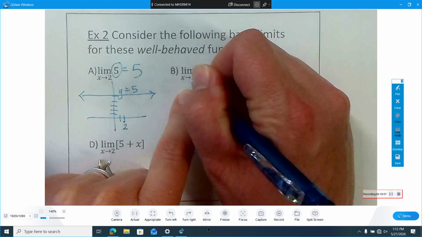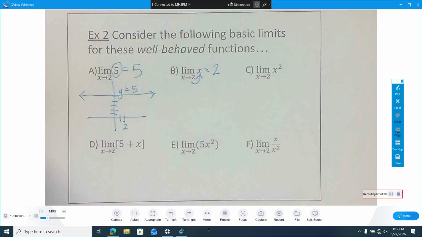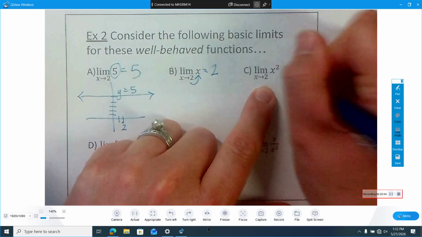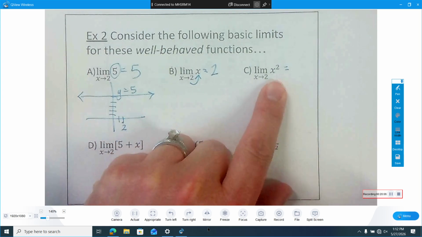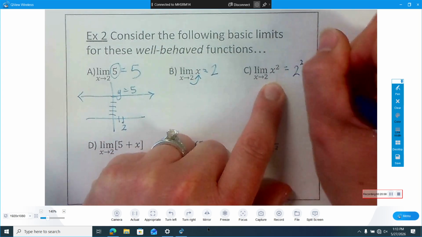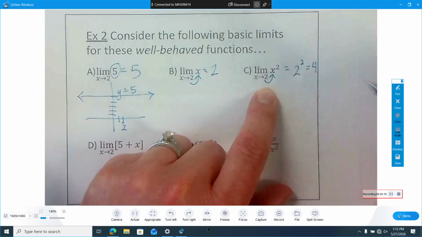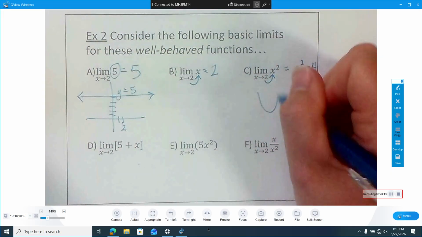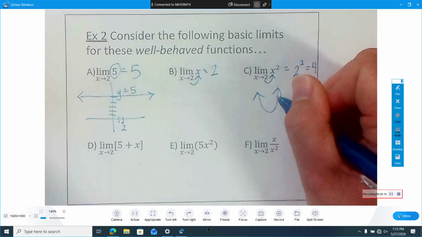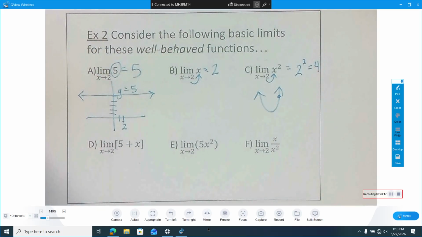All we have to do is do direct substitution, just plugging it in. What is the limit as x approaches 2 of x squared? 4. It's 2 squared, which is just 4. Again, this is a well-behaved polynomial. All I have to do is plug it in to figure out my y value.